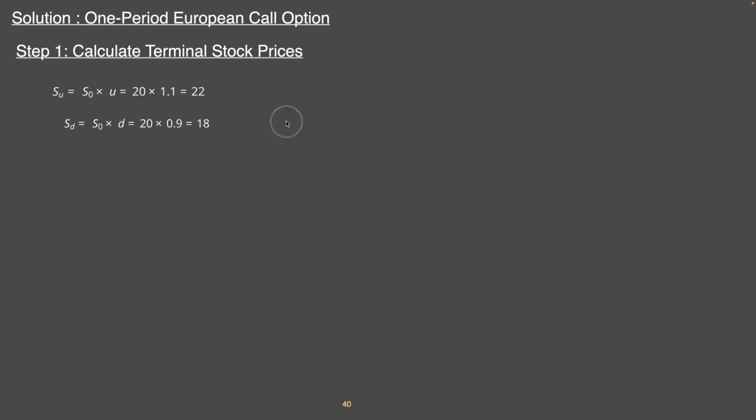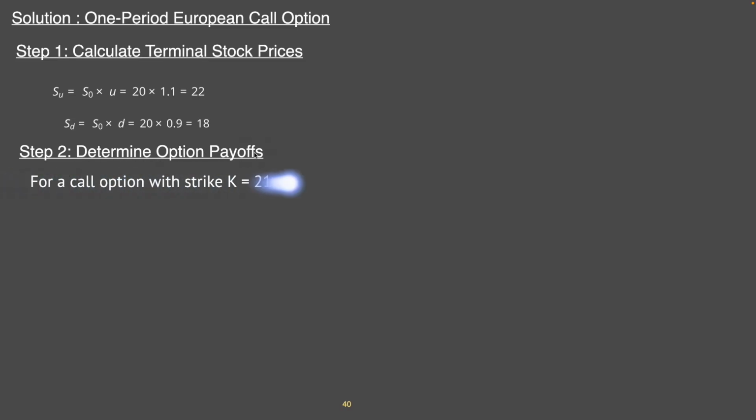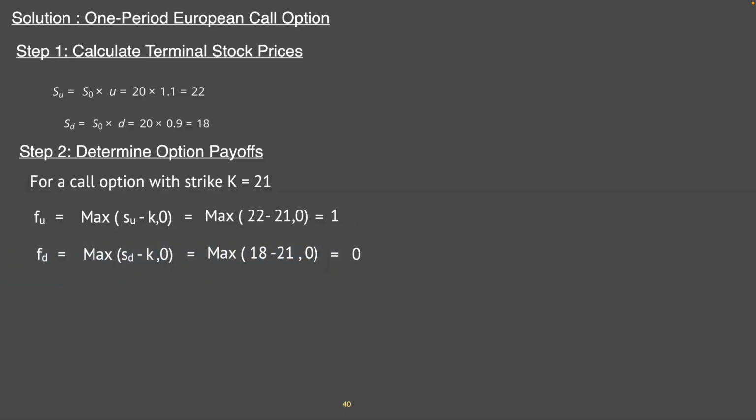Simple calculation, I will not explain it. And in step 2, what are we going to do? We are going to determine the option payoffs. So for a call option with a strike price of 21, FU will be max of SU minus K, 0. What is SU here? 22. What is the strike price? 21. So the max of 22 minus 21 is 1. So the value of the option FU after an up move of 1.1 is 1. Similarly, the value of the option when the down move has happened is 0.